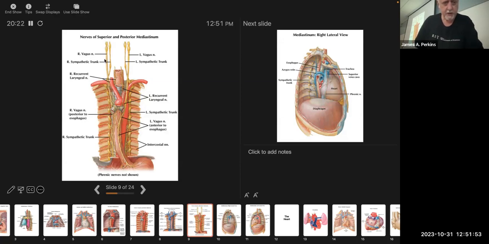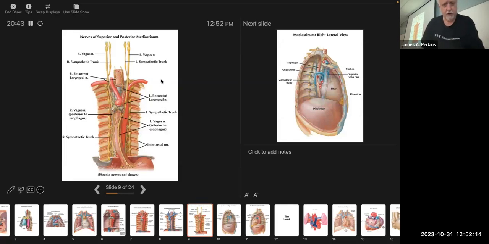Right vagus has a similar course, a little bit different though, because it's going to cross the right subclavian artery, and it's going to give off the right recurrent laryngeal nerve, which loops around the subclavian artery. And then the right vagus nerve is going to kind of disappear from view because it ends up sitting on the posterior surface of the esophagus.